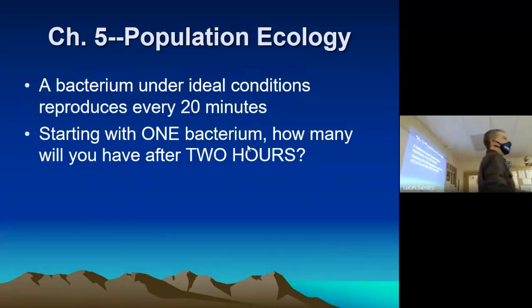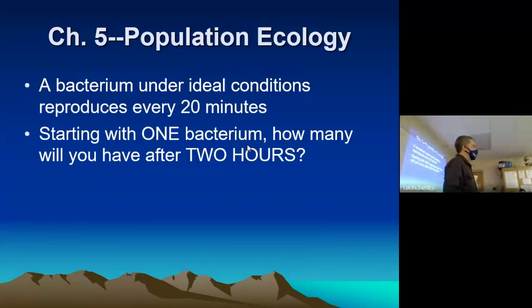Probably the easiest way to do it by hand is just to write the times down and then just start doubling. So what is our final number? Who's got it? 64. Good. So 1, 2, 4, 8, 16, 32, 64. No problem. Even if you were drawing the circles, you might have gotten that.